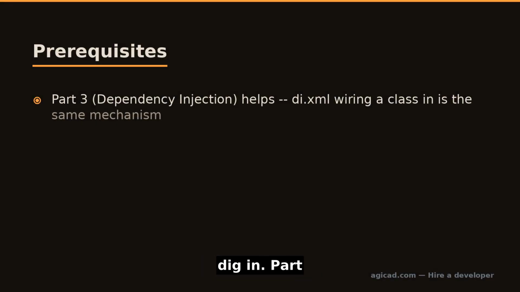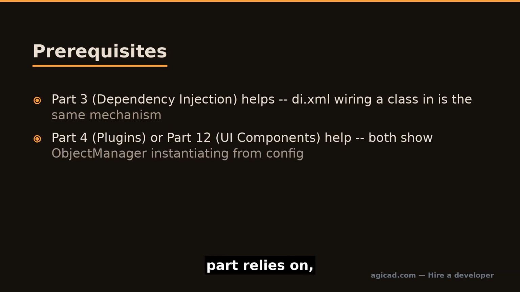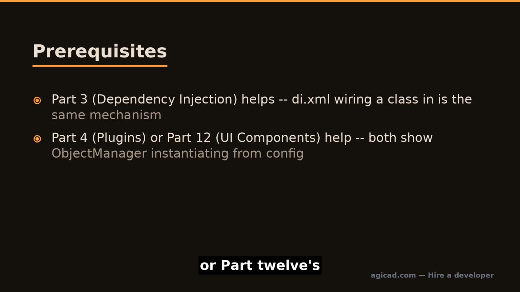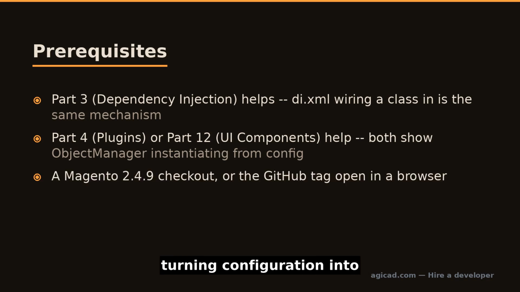Part 3, on dependency injection, is directly useful. di.xml wiring a class into a framework list is the exact mechanism this part relies on, just for a different interface. Part 4's plugin chain or Part 12's UI component factory both help too, since both already showed Object Manager turning configuration into a live object.